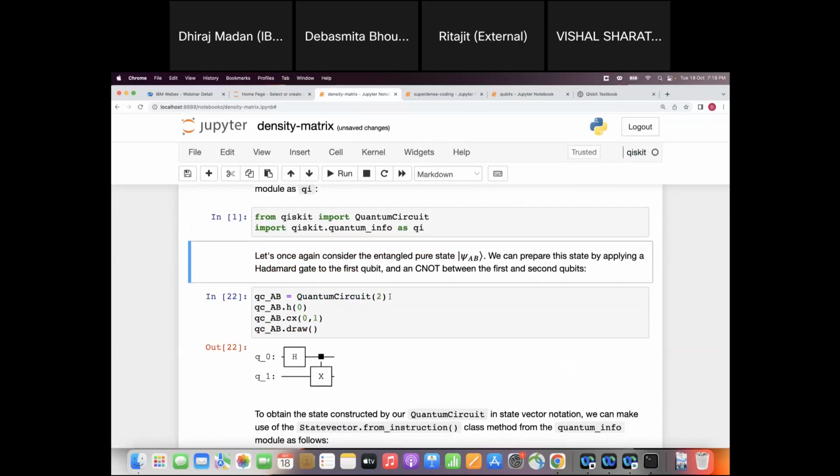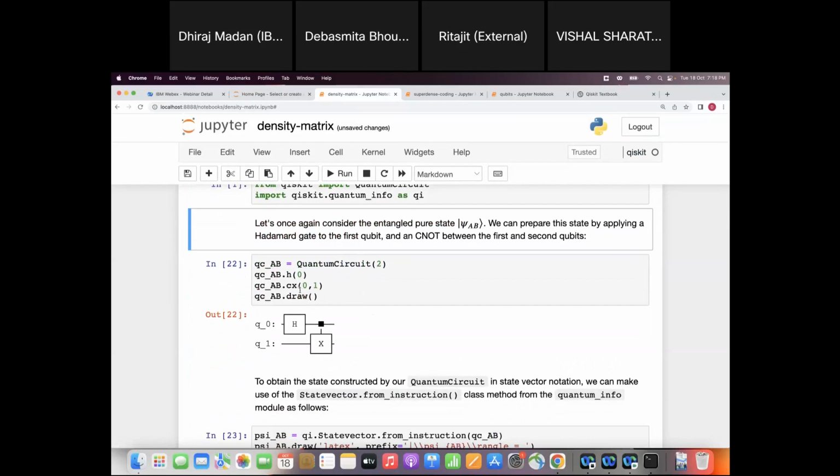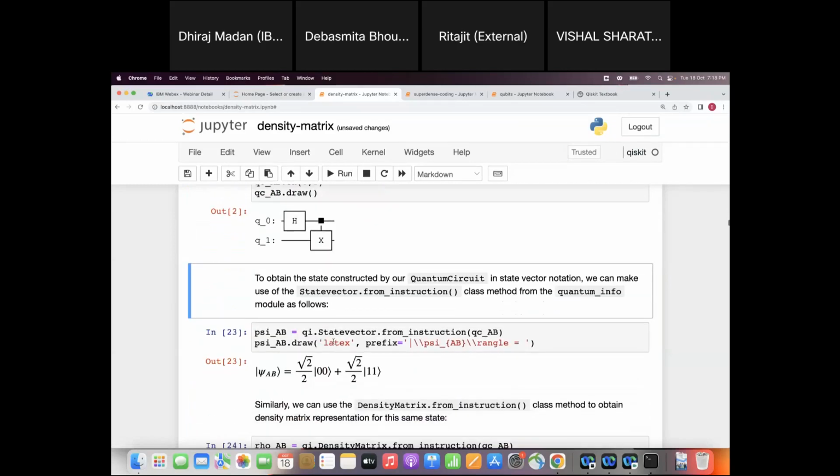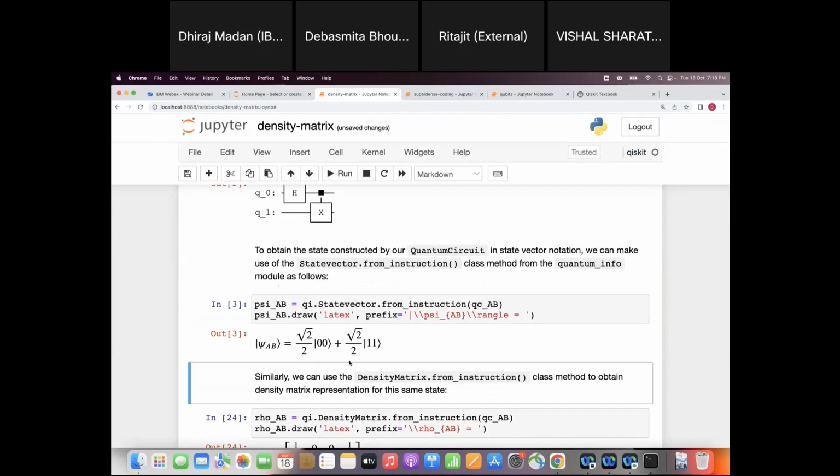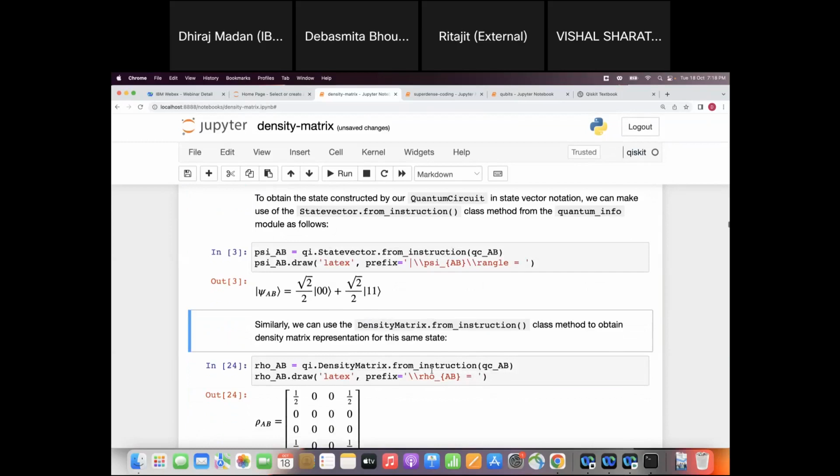The thing is that now, let's first create the EPR pair. So I apply a Hadamard, I apply a controlled NOT, and then let's draw this circuit. Let's see how the psi AB looks. So the psi AB is just 1 by root 2 ket 00 plus 1 by root 2 ket 11, right? Here 1 by root 2 is also root 2 by 2.